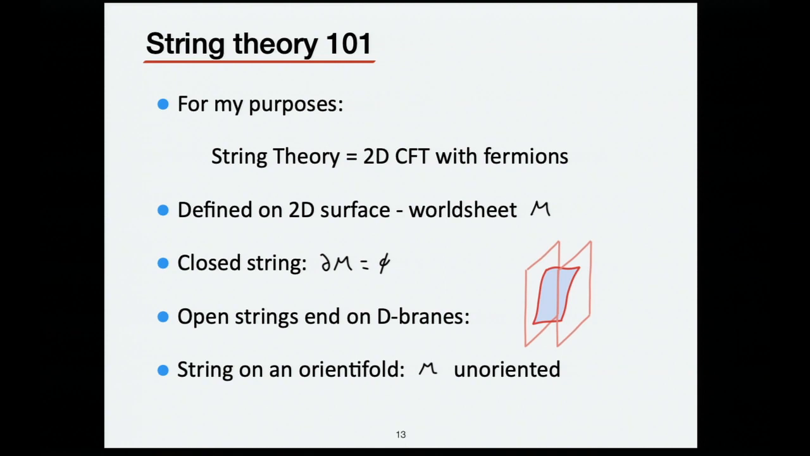So this is some schematic picture of an open string which is propagating. The worldsheet is just the kind of surface in spacetime along which the string propagates, and if it has a boundary, those have to lie on some plane. And then we will also be talking about orientifolds. From the spacetime perspective, it is a bit tricky to describe what it is, but from the string perspective, it's just that one also has to include unoriented surfaces, so for open strings as well as for closed strings. Okay.